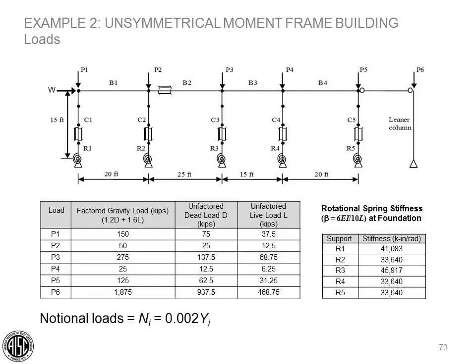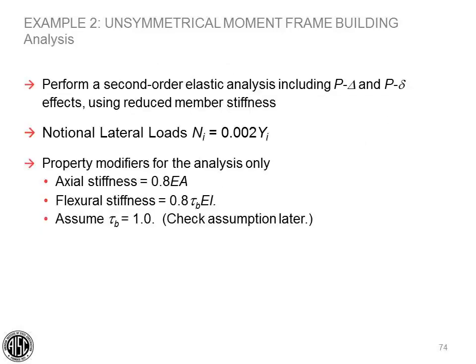Here's our model. The loads are listed in the left table, and the base spring stiffnesses are listed in the right table. Note that the columns are meshed into 4 segments each to capture the P little delta effects. The notional lateral loads will be 0.002 Yi. So we need to perform a second order elastic analysis that captures both P big delta and P little delta effects using reduced member stiffness. The notional lateral loads are 0.002 times the gravity loads. We'll apply property modifiers for the second order analysis with an axial stiffness of 0.8 EA and flexural stiffness of 0.8 tau B EI. We're going to assume tau B equals 1 for our first iteration, and then we'll check that assumption later.